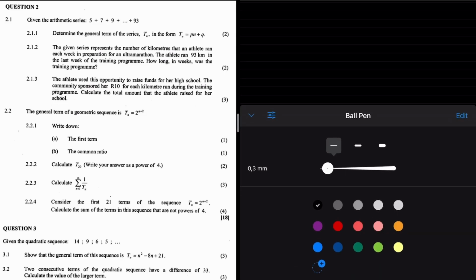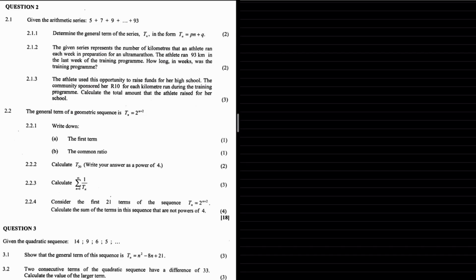Let's take a look at these questions from sequences and series. Question 2 reads, given the arithmetic series 5 plus 7 plus 9 plus and so on up to plus 93, determine the general term Tn in the form Pn plus Q.